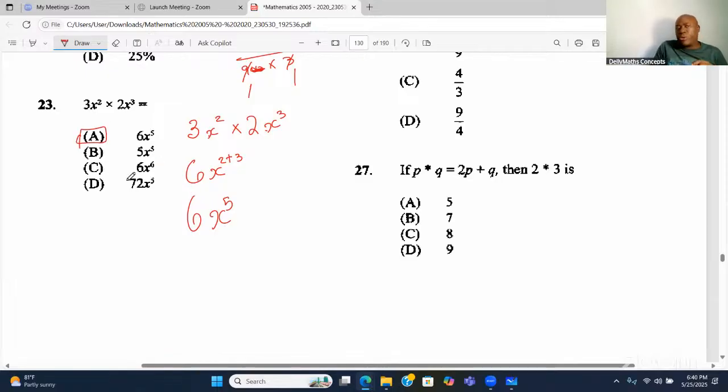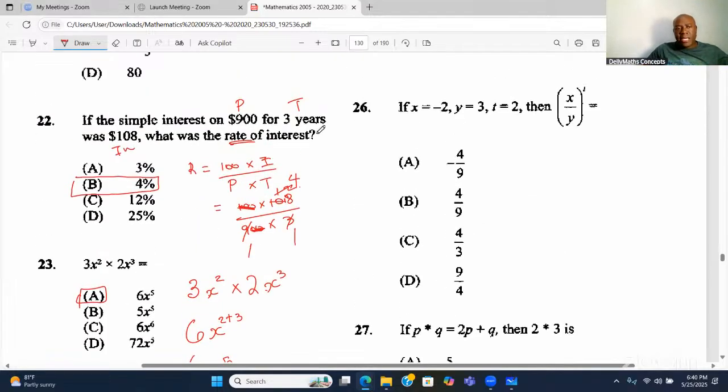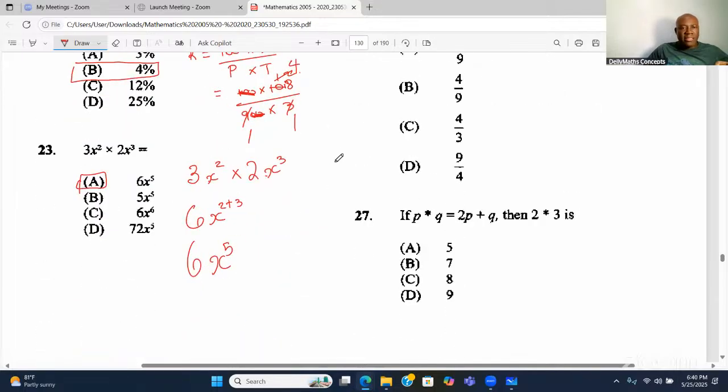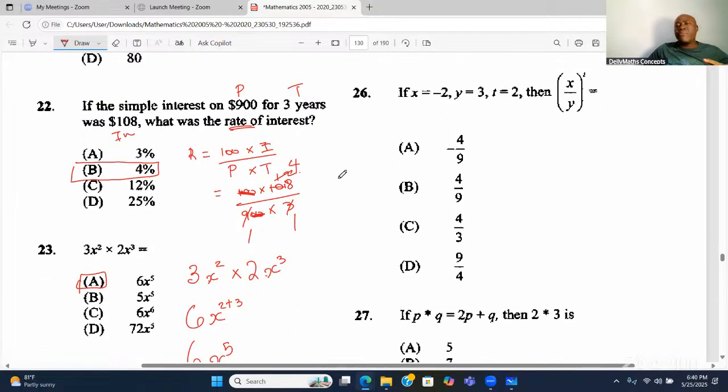A lot of people put C for this one. So I'm just calling it out. You know yourself, you remember what you got recently. So the answer there is 6x raised to the 5th power.